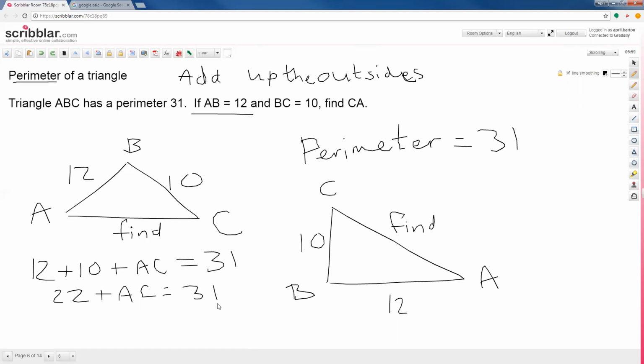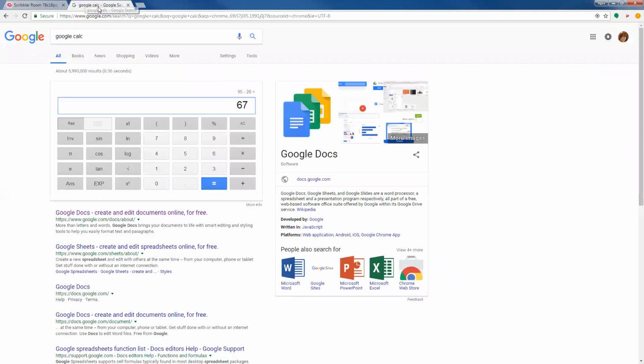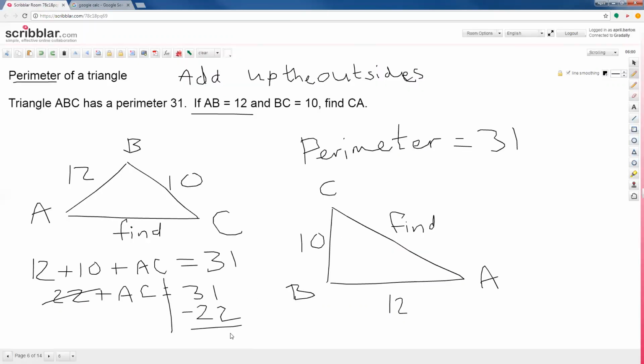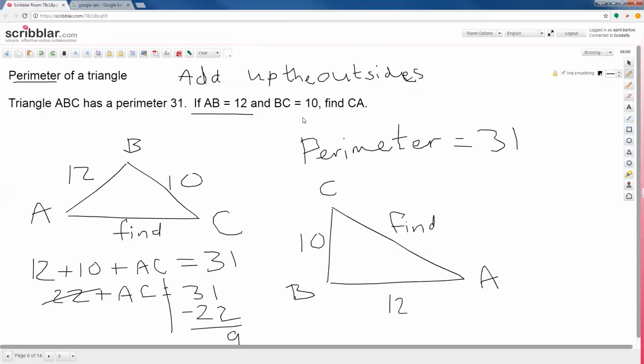Subtraction, good. When we're working with equations, if you set up an entire equation, then to move something over, we subtract it. Or if you're just using some logical thought process, you can say, well, normally I add, but they're having me do this backwards, which means do some subtraction again. And 31 minus 22 is 9. So that means CA equals 9.